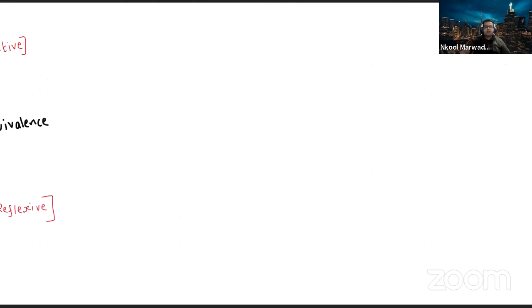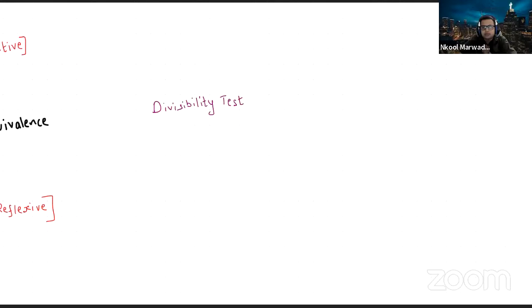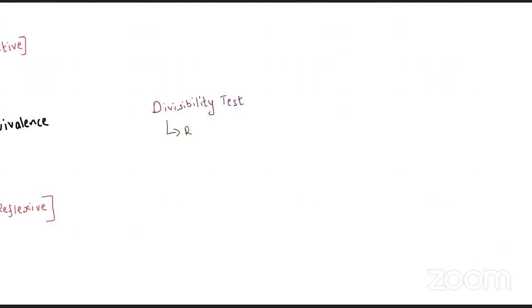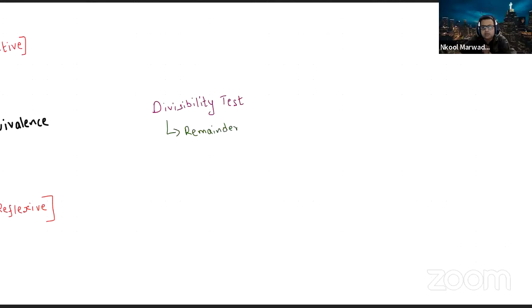See, what is the concept of divisibility? The concept of divisibility is that we say a number is divisible when the remainder is 0. So what is the divisibility test? The remainder should be 0.